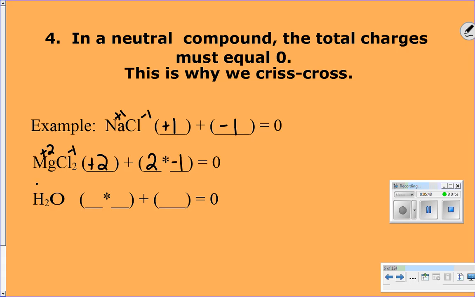For H2O, H has a positive charge, O has a -2 charge. So H in this case is written first. 2 times that +1 is +2, plus a -2 gives us that total charge of 0.